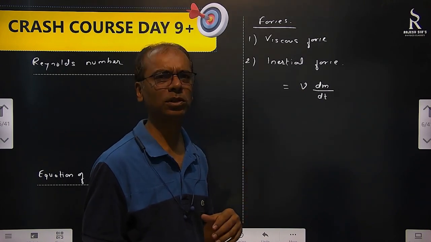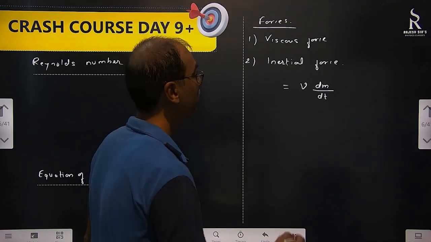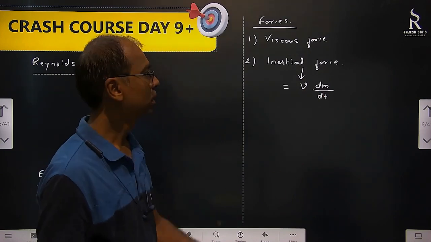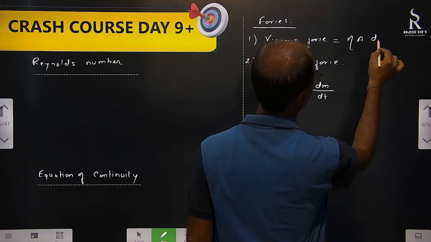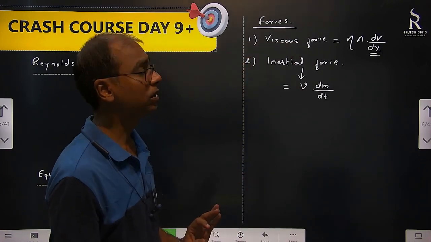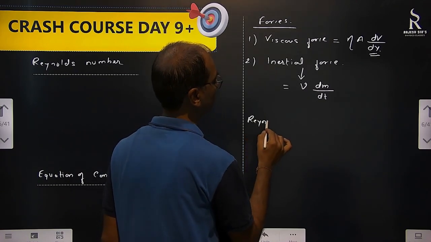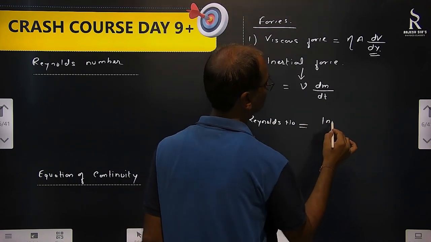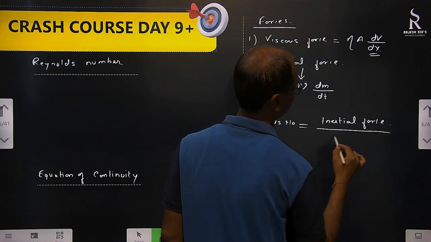And on this one, we did one question also. There is a water gun through which, right? Same thing, water gun only. So this is v into dm by dt. This we are calling inertial force. Okay, this is v dm by dt, and this one is eta A dv by dy. Now the ratio of these two is the Reynolds number. We'll say this is actually inertial force by viscous force.